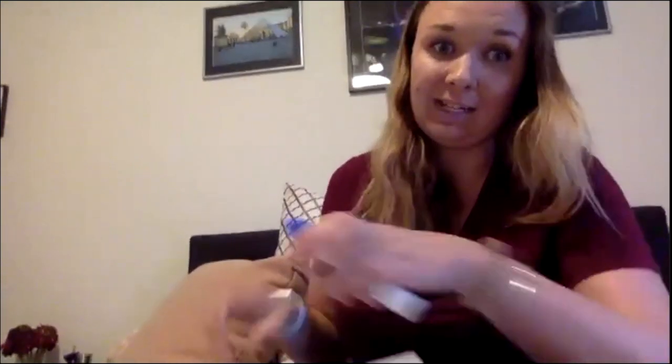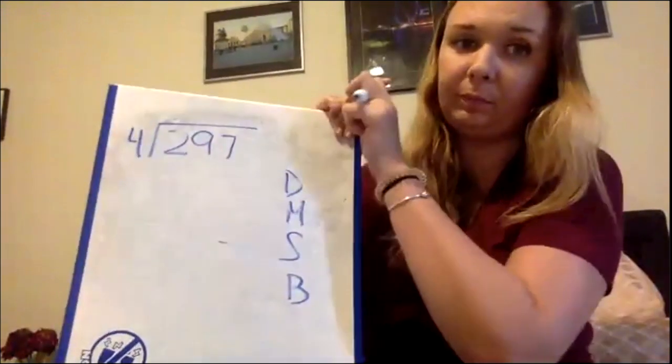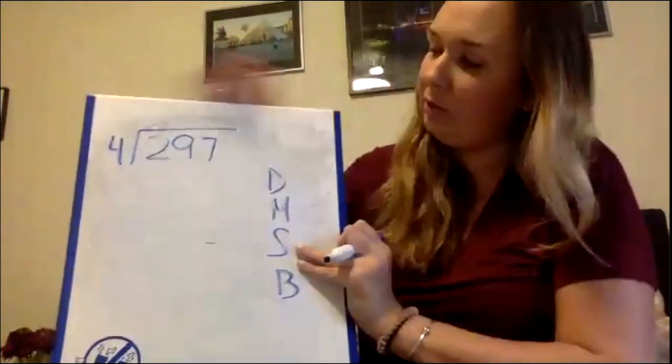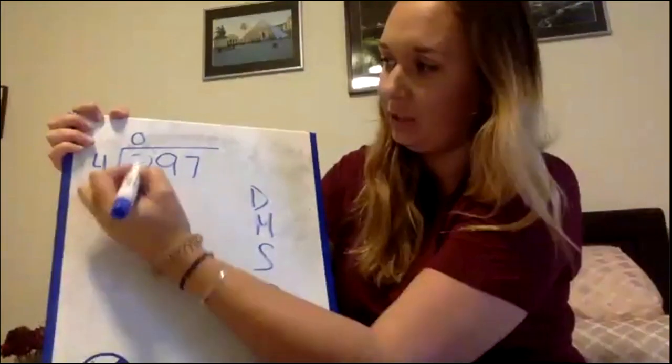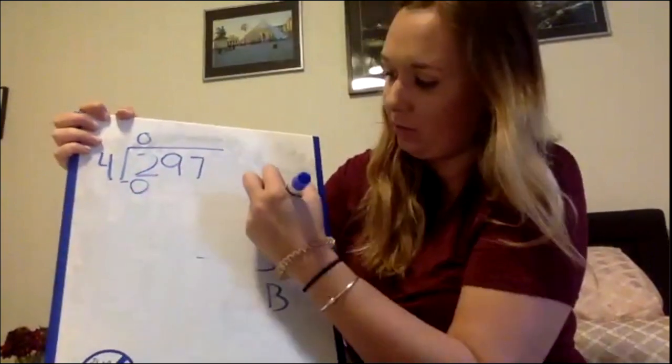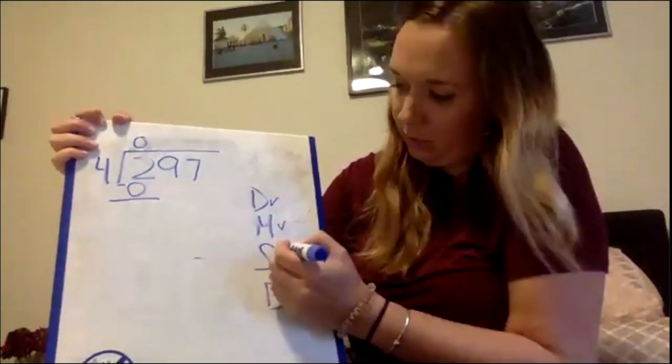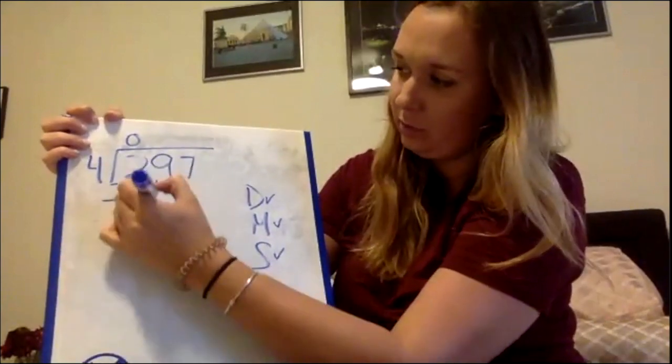All right, I am going to work through these first 2 problems. So 297 divided by 4 was our first one. We used my Dad, Mom, Sister, Brother, Rover strategy to help me remember the steps. Here's something interesting. I can't fit any 4s into 2. So I have to say 0 4s fit into 2. 4 times 0 is 0. 2 minus 0 is 2. Bring down my 9.